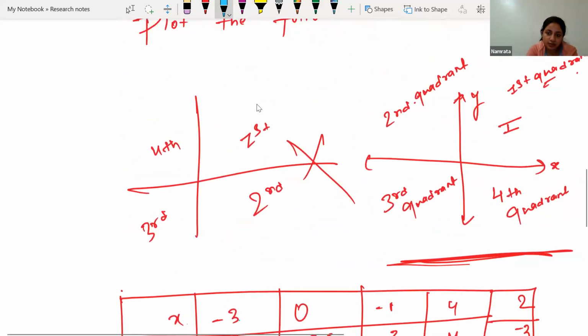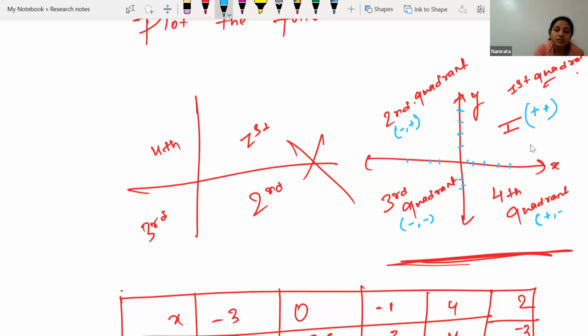Okay. One more concept is there. In the first quadrant, x is positive, y is positive. As you can see in the first quadrant, here is x, which is positive, and here is y, which is positive. In the second quadrant, x is negative, as you can see, it's moving towards the left. So in the second quadrant, x is negative, but y is positive. In the third quadrant, x is negative and y is also negative. So third quadrant, it will be minus minus. And in the fourth quadrant, as you can see over here, x is positive and y is negative.